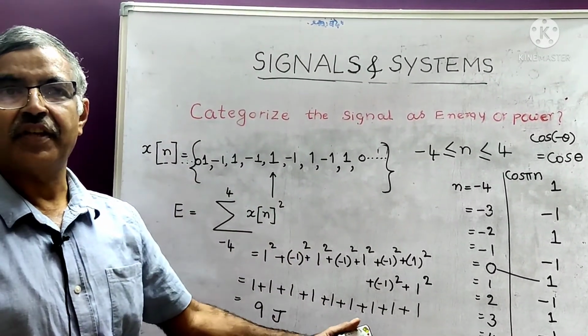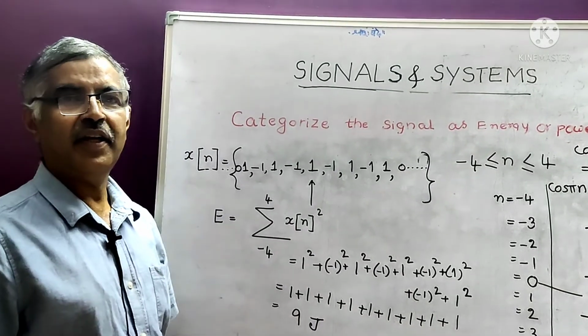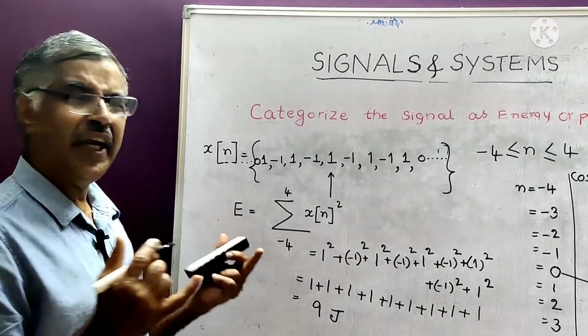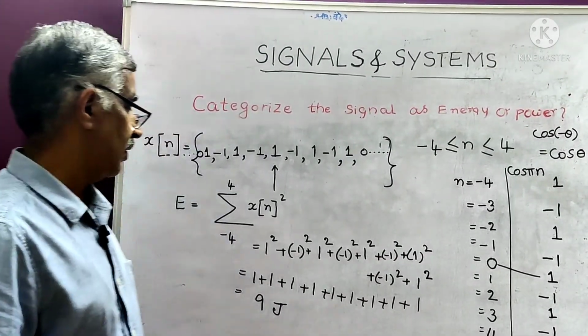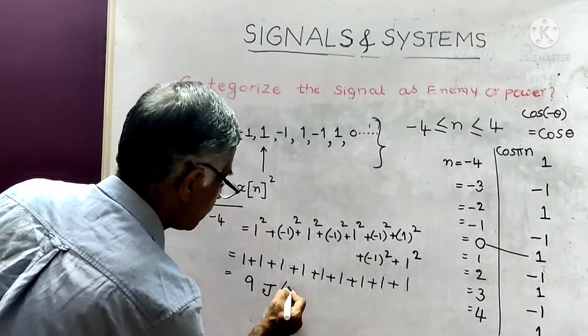So it is an energy signal, and there is no point in calculating power. You need not calculate power. An energy signal cannot become a power signal. So the answer is 9 joules.